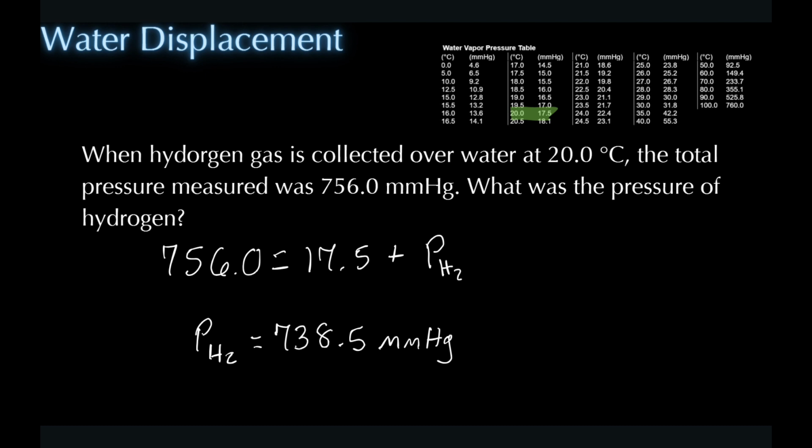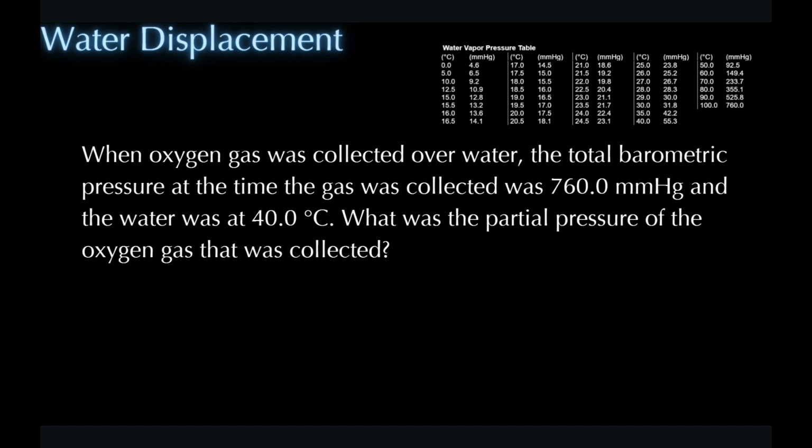All right, let's go ahead and take a look at one more example of our water displacement. This time, all right, so taking a look at this question, when oxygen gas was collected over water, the total barometric pressure at the time the gas was collected was 760 millimeters of mercury, and the water was at 40 degrees Celsius. What was the partial pressure of the oxygen gas that was collected? All right, so going ahead and taking a look at this, our total pressure at the time was 760. We are at now 40 degrees Celsius.